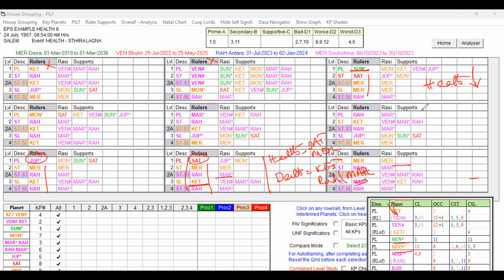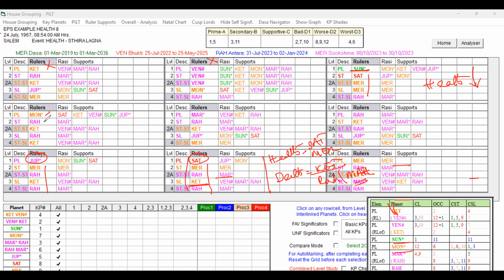Then the planet, the Bhukti Lord, which is the unfavorable key planet for longevity, or the death-causing planet, at the star level and sub-level will lead to death, right? Now let us see which planets have Ketu as their star lord, because Ketu is the unfavorable key planet for longevity, the death-causing planet. That is the Dasa lord.